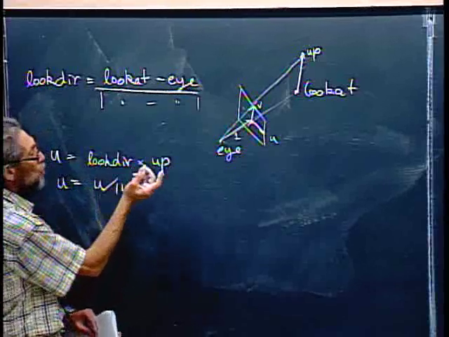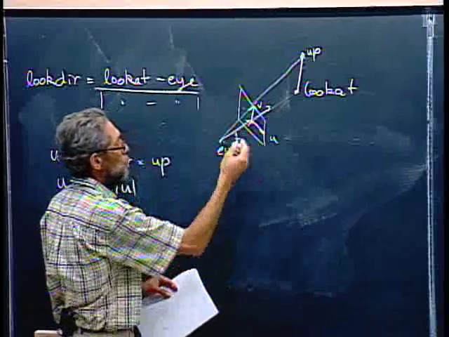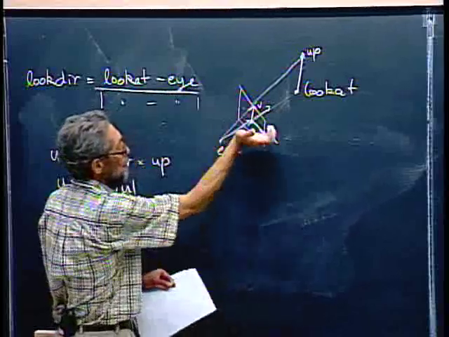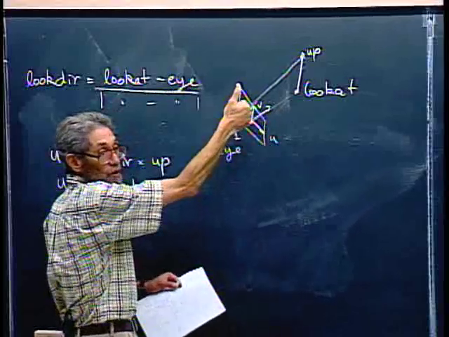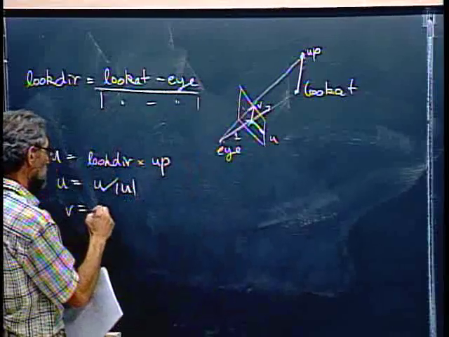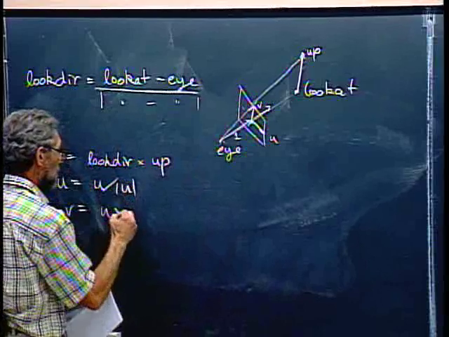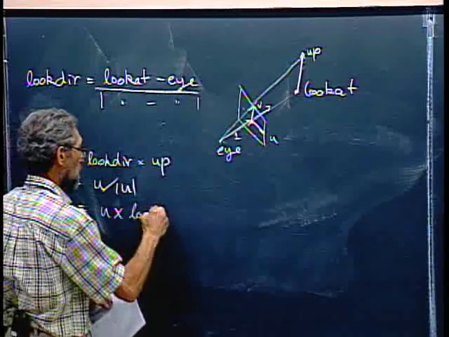And then we have the look at direction, which is now a normalized vector like that. And we've just normalized u. So that means the right-hand rule can give v as the cross product of u and the look direction.